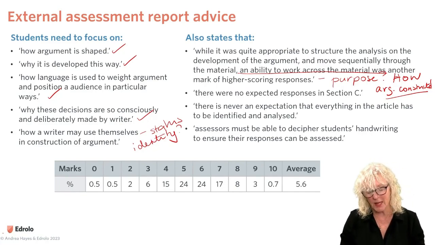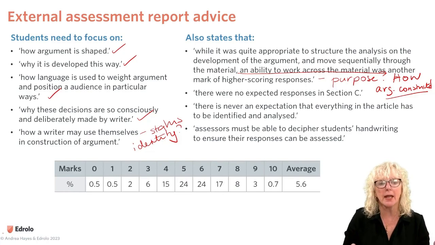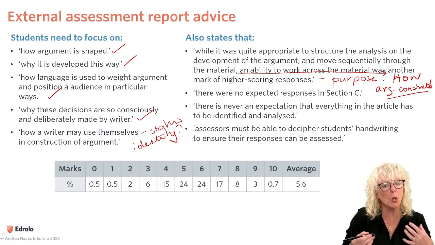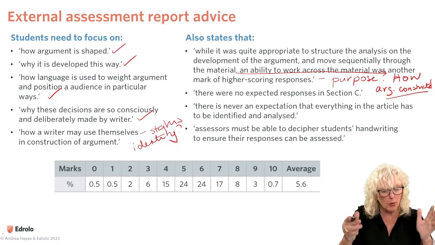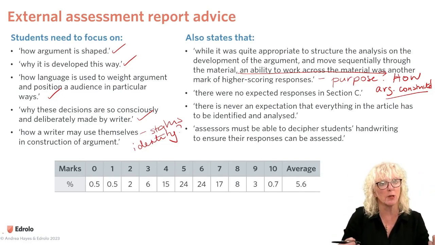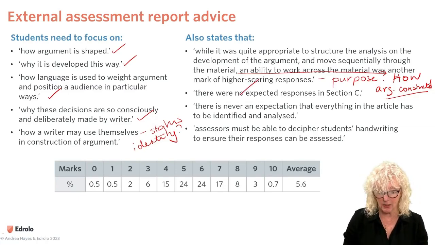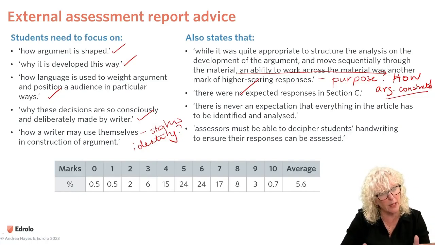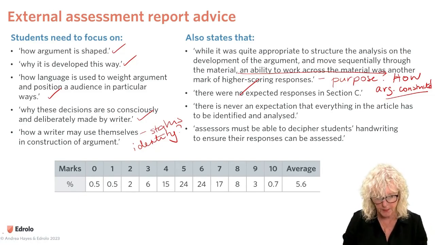Also, the report states there are no expected responses in Section C. Students can identify different contentions according to how they interpret the material. No expected responses, no absolute expected format except introduction and body paragraphs. There is never an expectation that everything in the article has to be identified and analysed. This is impossible. Pick the main points, the points that really move the argument or develop the argument strongly. Concentrate on those or some pivot points.